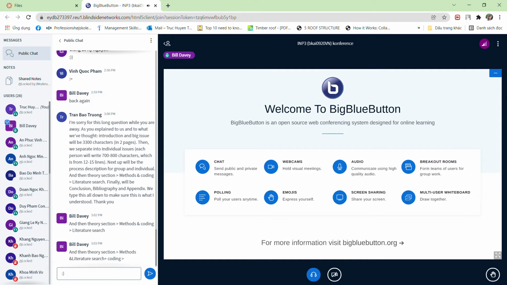So we will have a theory section, which we have not yet talked about, but we will have a theory section. And that will have something about methods in it, and there will be a literature search and the coding of the literature search.